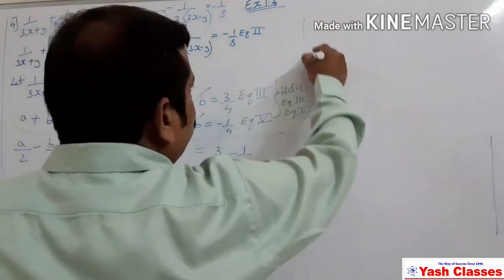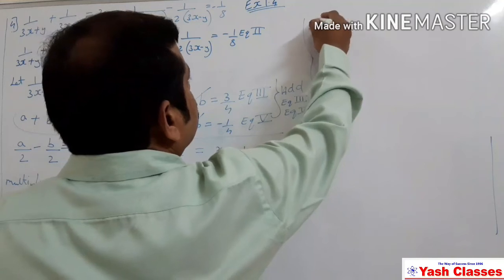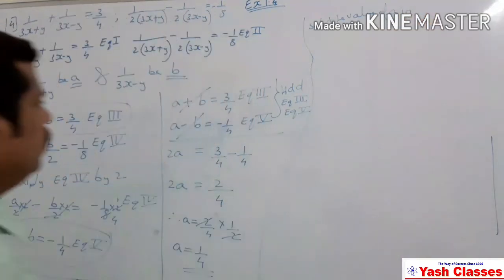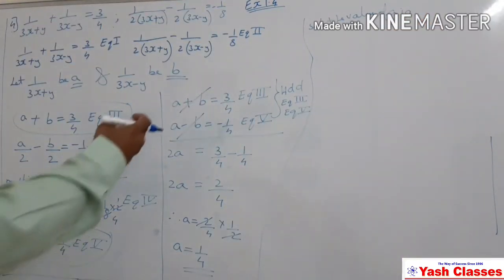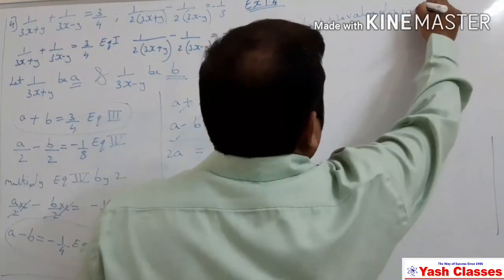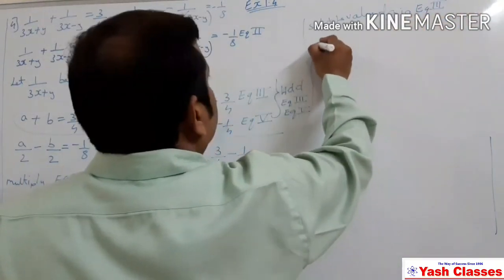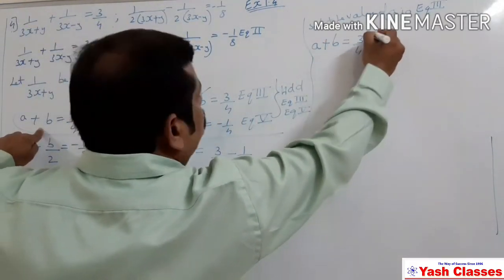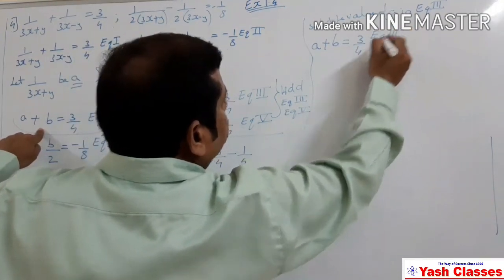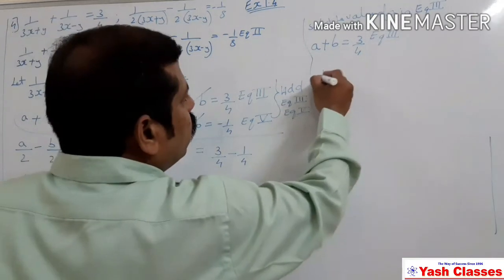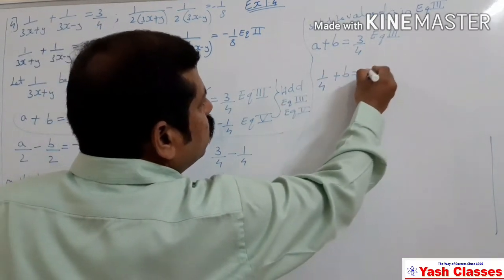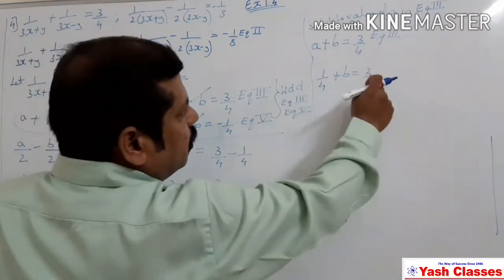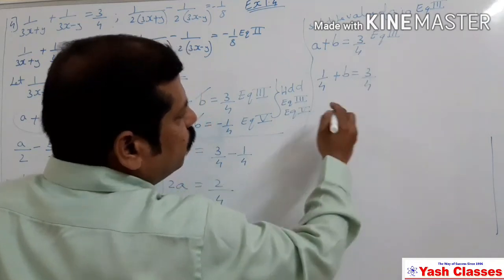Now you have to substitute the value of A in an equation, which is easy. You can take equation number 3. In equation 3, A plus B is equal to 3 upon 4. See here, A is 1 upon 4, so 1 upon 4 plus B, B as it is, is equal to 3 upon 4.